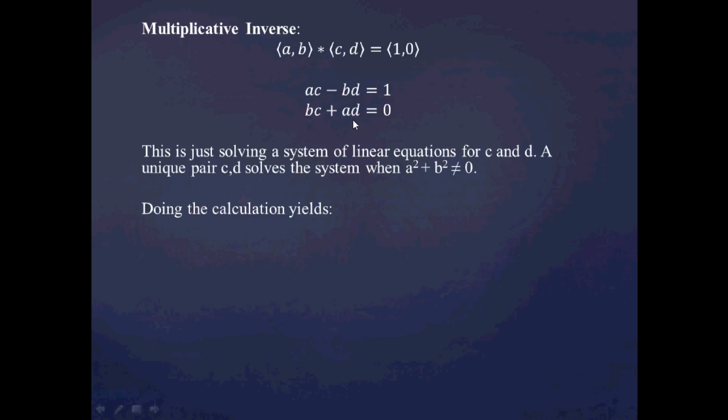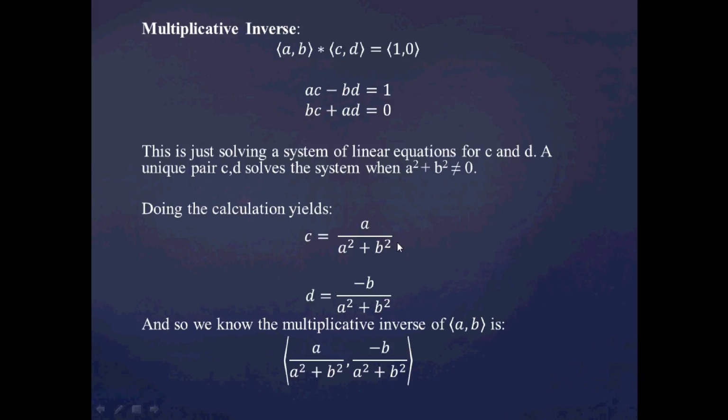So if you do this calculation, you solve for C and D, you'll find that C is going to be equal to a over a squared plus b squared, and D is going to be equal to minus b over that same denominator, a squared plus b squared. And it's no coincidence that this denominator is like this, a squared plus b squared, because it's the determinant of this matrix. So you can verify for yourself that the multiplicative inverse for AB is going to be this ordered pair. That is to say, when I multiply AB times this ordered pair here, I should get 1, 0. And you can verify that computation for yourself.